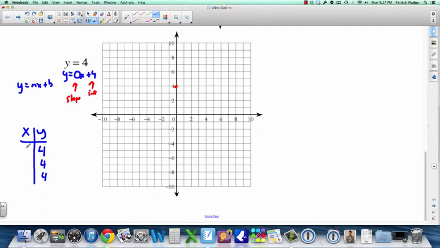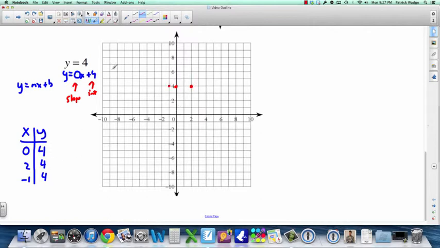How about easy numbers? 0, 2, let's put a negative number in. Negative 1, whatever. 0, 4, we can graph that point. Hey, look, we already did graph that point. 2, 4. Well, that would be out here at 2 and up 4 right there. Negative 1, 4.